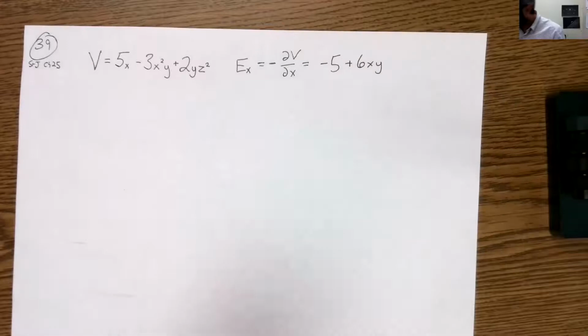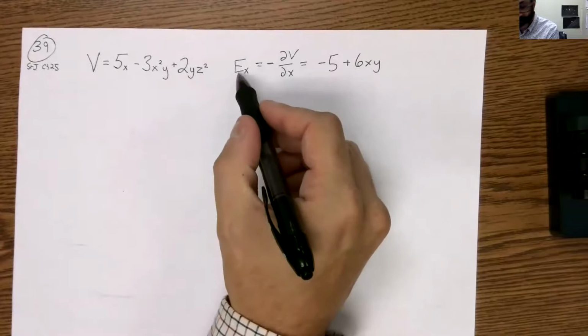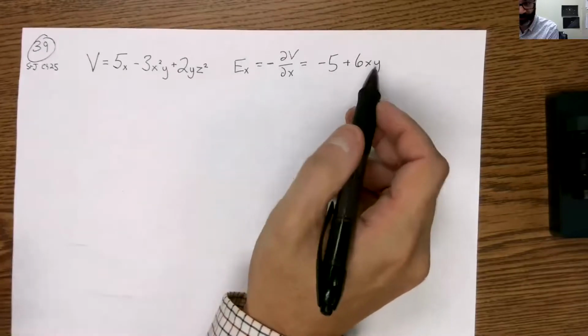And then what about the third term, the 2yz squared? What do we get for the derivative from that? Nothing, right? 0, because there's no x in there. It's just taking the derivative of a constant. So that's our x component of our electric field: -5 plus 6xy.